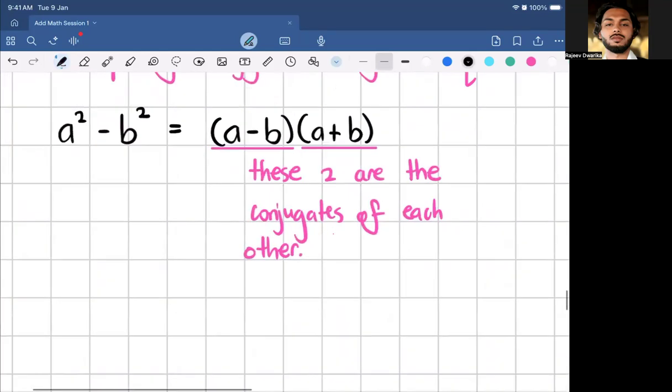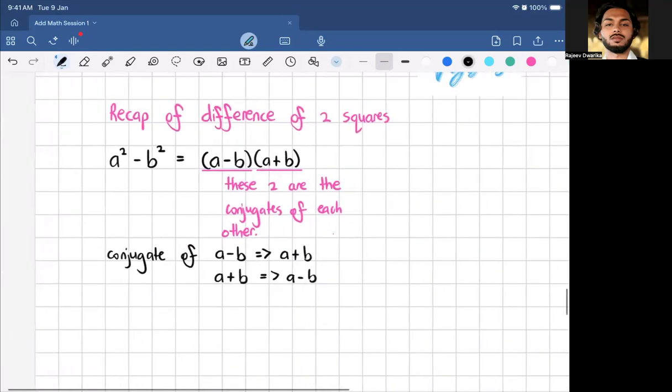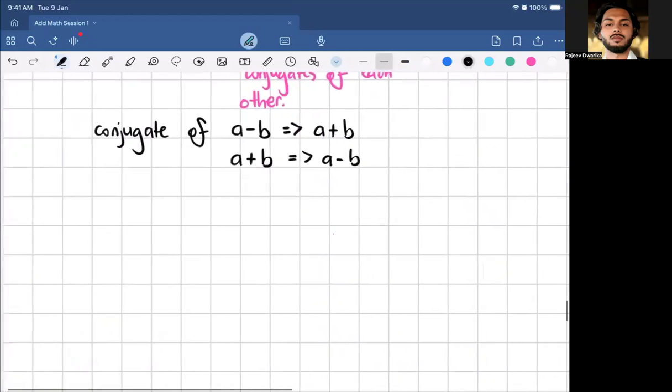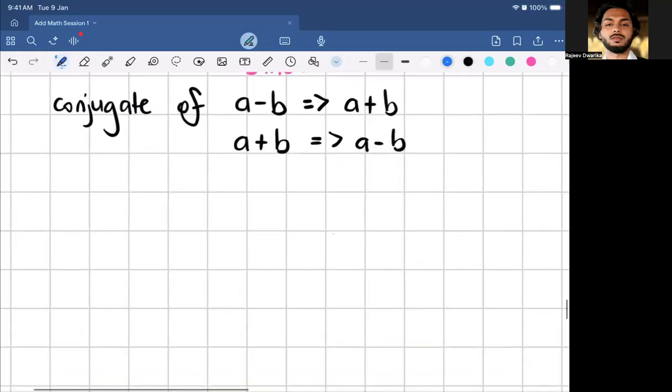So the conjugate of A minus B. What do you think the conjugate of A minus B is? You're writing back the same thing, but just changing the sign in the middle. A plus B, and the conjugate of A plus B is A minus B. Now let me show you why this is important. We're going to do a quick proof on difference of two squares.